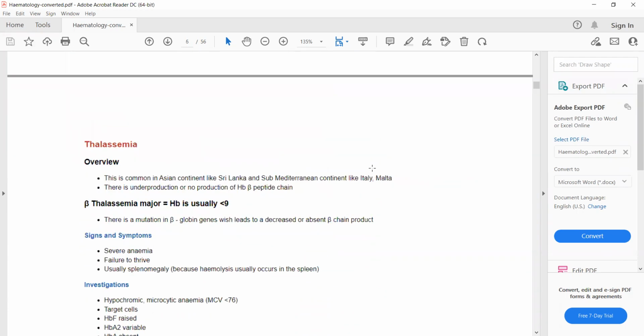So we have discussed two causes of microcytic hypochromic anemia. One was iron deficiency anemia, and the second was anemia of chronic disease in rheumatoid arthritis and in Crohn's disease.